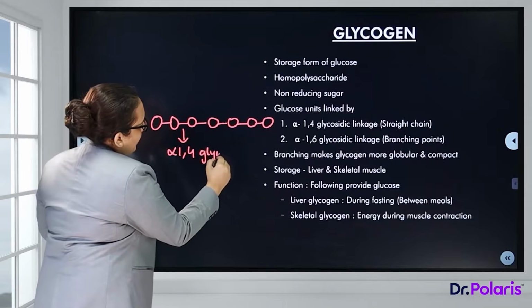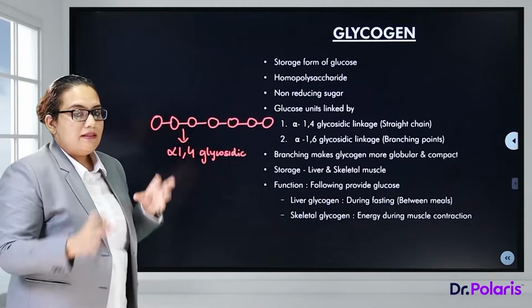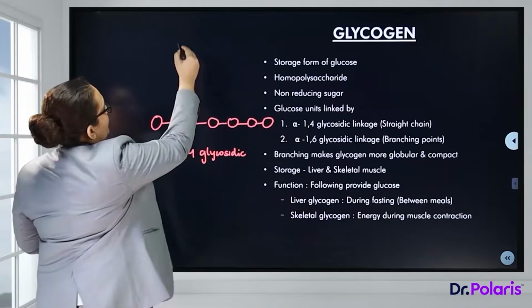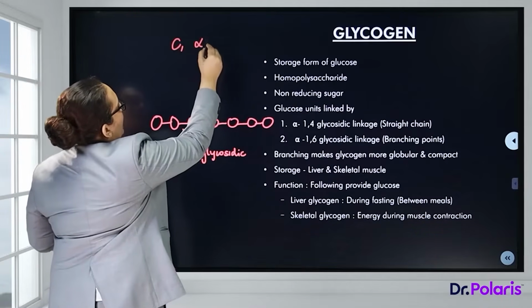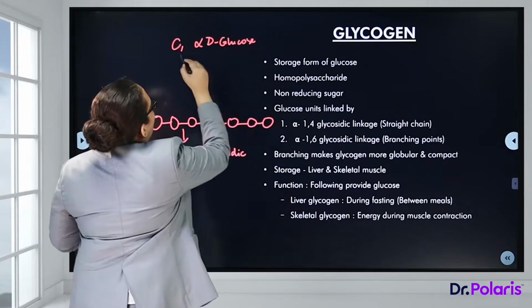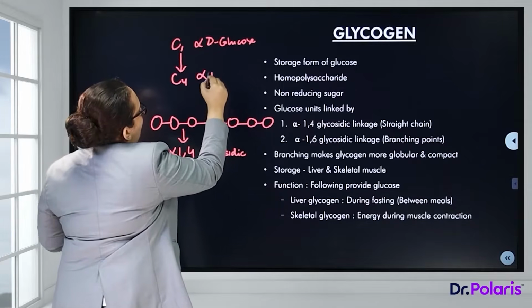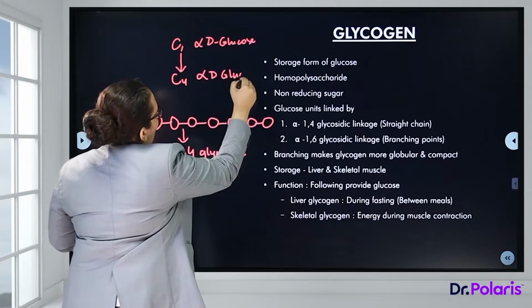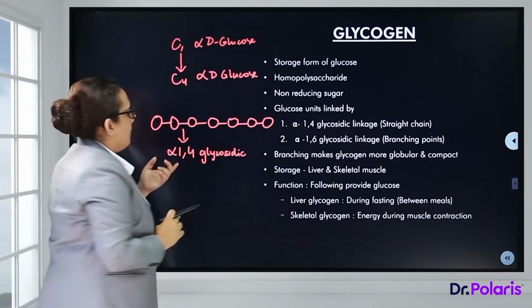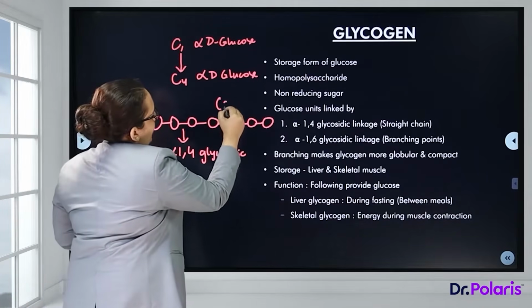Now, what do you mean by alpha-1,4 glycosidic linkage? It's nothing but the bond formed between the first carbon atom of an alpha-D glucose and the fourth carbon atom of another alpha-D glucose. So this is how the bond is formed in the case of alpha-1,4 glycosidic linkage. This straight chain is called amylose.